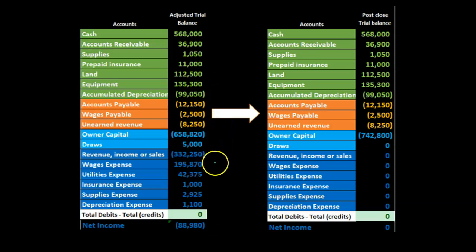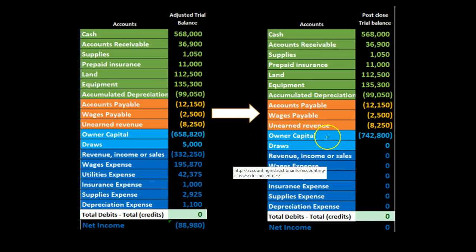It's got the temporary accounts down here. And what we're trying to do is get to the post-closing trial balance, meaning we're trying to close out all the temporary accounts and close them out to the owner capital account. Therefore, the adjusted trial balance and the post-closing trial balance are exactly the same all the way down from assets to liabilities, and differ when we get to the equity section, in the case of a sole proprietor here, the capital account.